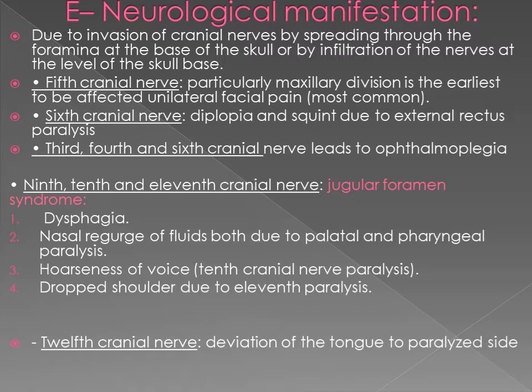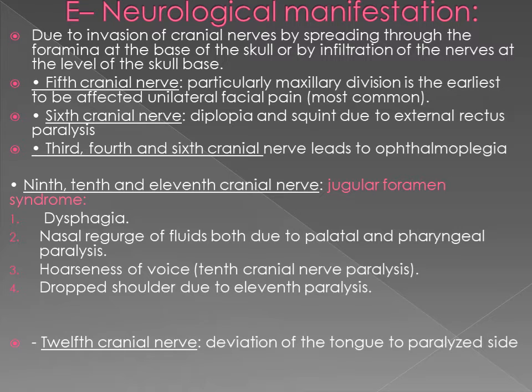Also, by studying each of the affected nerves, the most common is the trigeminal nerve, mostly the maxillary division, which is the second division of the trigeminal nerve. It's the earliest to be affected. Usually, unilateral facial pain is the most common symptom and red flag that we have to check for the cause of this complaint. Sixth nerve will lead to diplopia and squint due to paralysis of the lateral rectus, and ophthalmoplegia due to paralysis of the third and fourth and sixth.